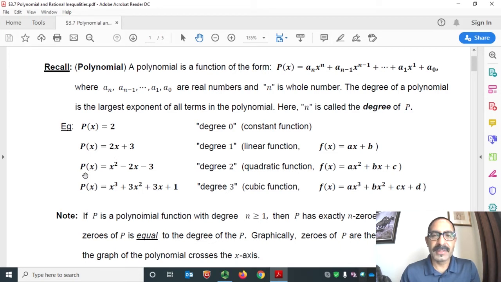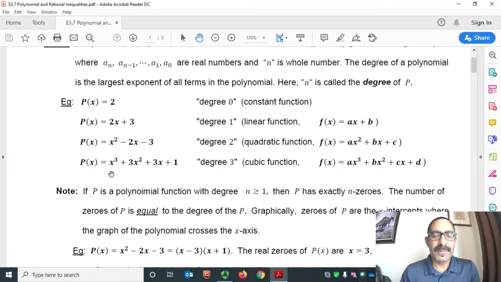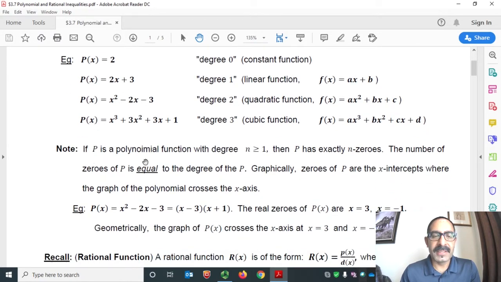Next, p(x) equals x squared minus 2x minus 3. Here, the degree is 2. Next, p(x) equals x cubed plus 3x squared plus 3x plus 1. Here, the degree is 3, which is also called a cubic function, and so on. Quick note, if p is a polynomial function with degree n, then p has exactly n zeros. The number of zeros of the polynomial is equal to the degree of the polynomial.